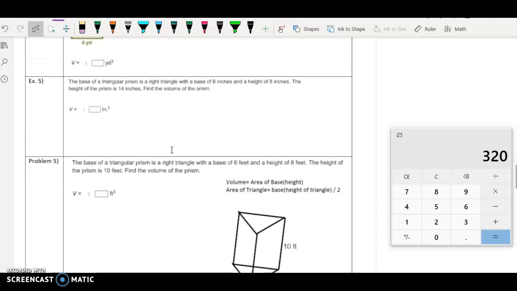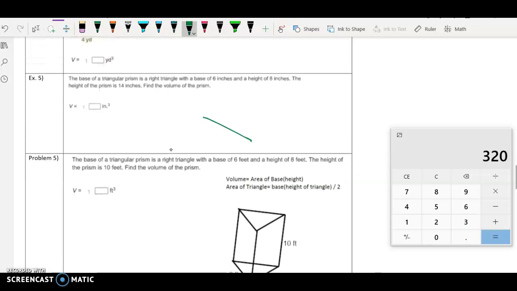All right, number 5. It looks very similar to the one that we did on number 2. They told us that we have a base of 6 and a height of 8, and the height of the whole thing is going to be 14. Think of a triangular prism as half of a box. If you were to cut a box diagonally in half, it would look like this.